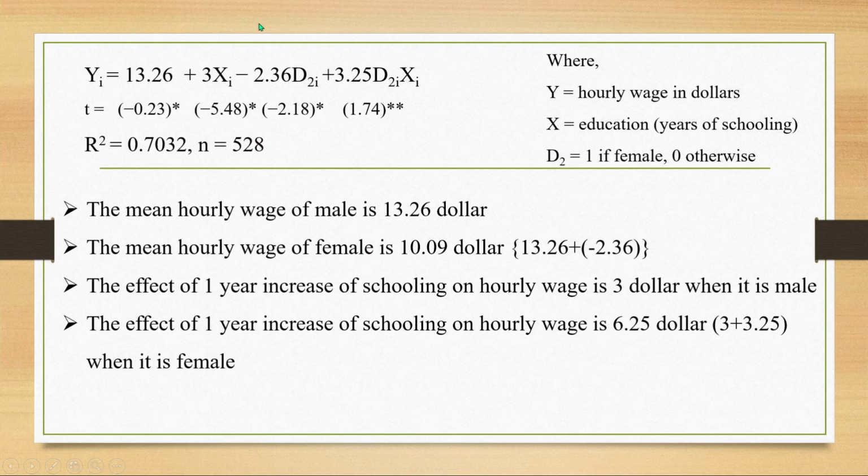If we find out in the case of female, then we can say the effect of a 1 year increase of schooling on hourly wage is $6.25 when it is female. We found this $6.25 by adding this x variable coefficient value and this interaction effect coefficient value. So if you add these two values, that means the single continuous variable coefficient value and the interaction effect's coefficient value, then you will get the result for female. This is all about the regression result explanation when there is an interaction effect.